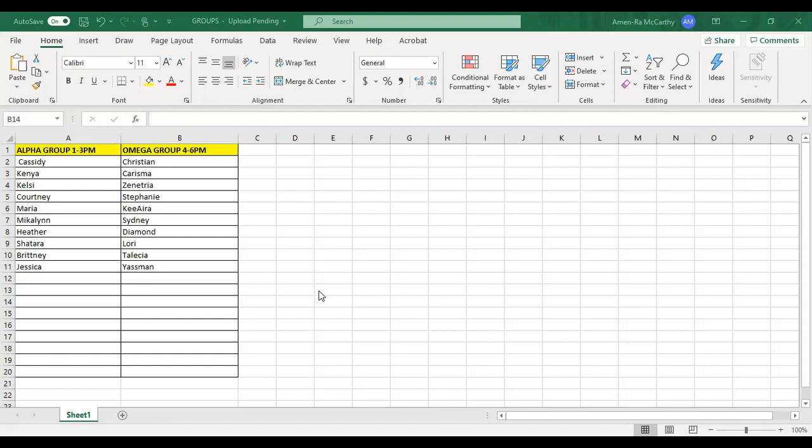So if you're Alpha group, you'll be here at 1. And if you're Omega, you need to be here at 4. So we got a lot to do in a small amount of time. You get it all knocked out, you can go home, okay? So don't forget, those are the groups.